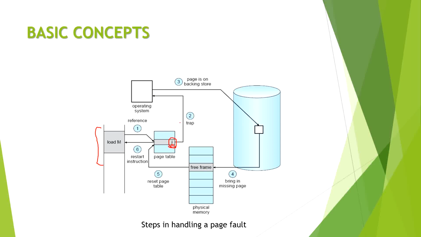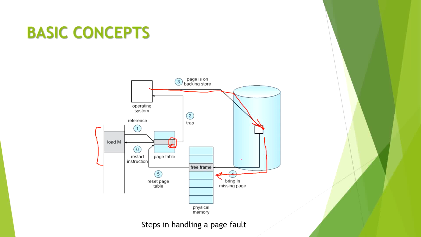So what will it do? It will raise a trap in the second step, and in the third step the operating system will try to get rid of this trap. So how will it get rid of it? It will ask the backing store for the corresponding page. For the needed page, it will ask the backing store, and in response the backing store will give the page to the physical memory.